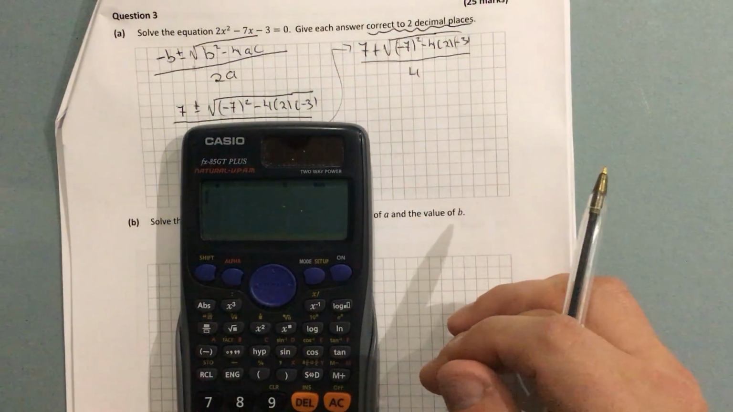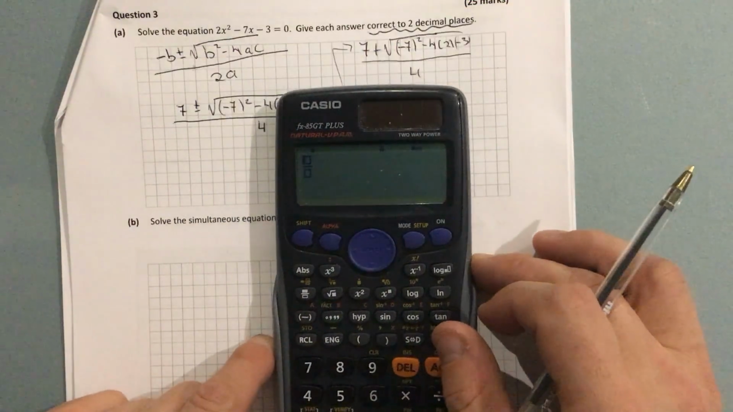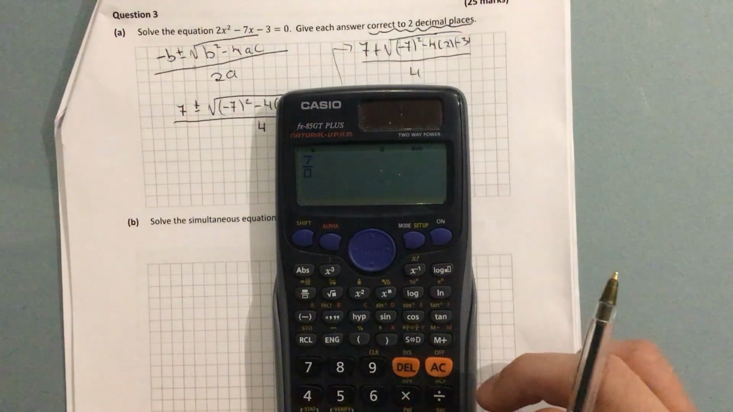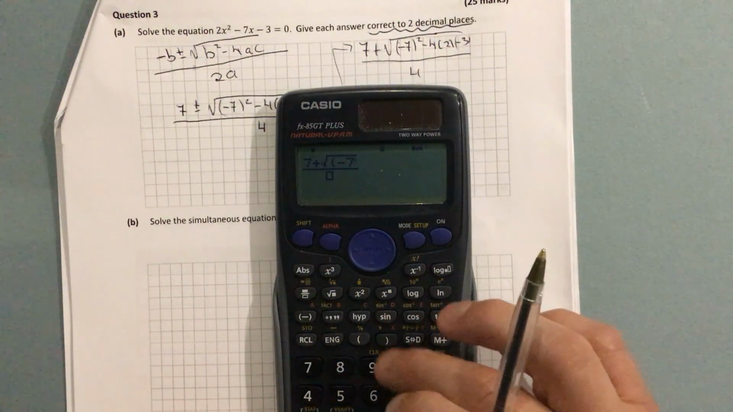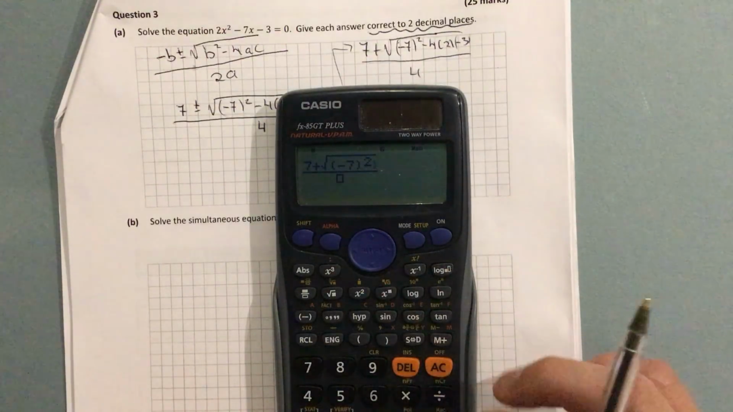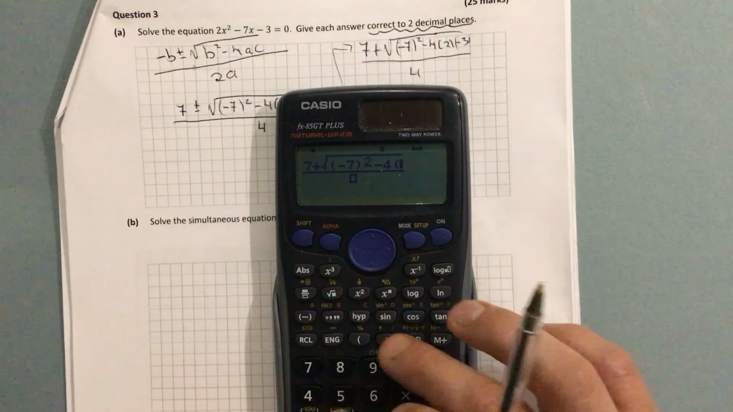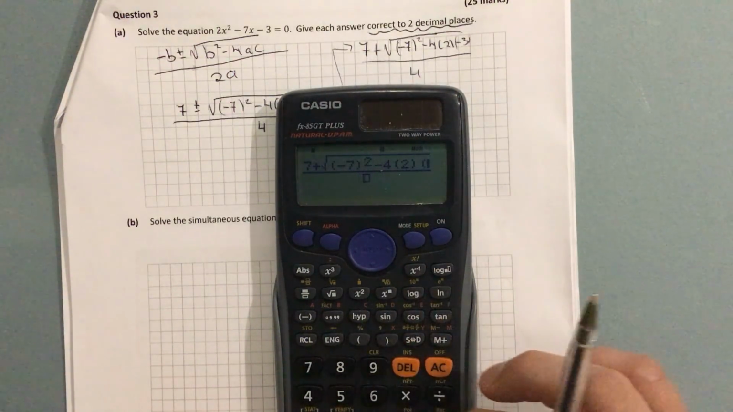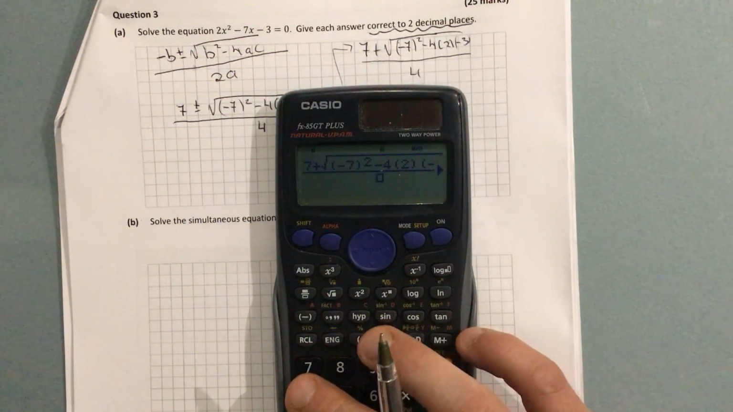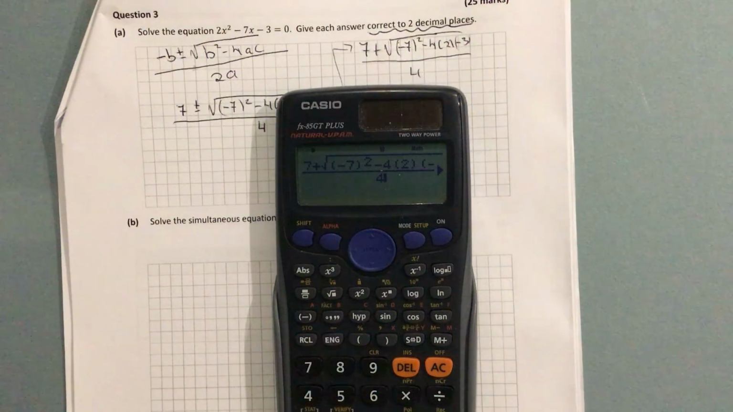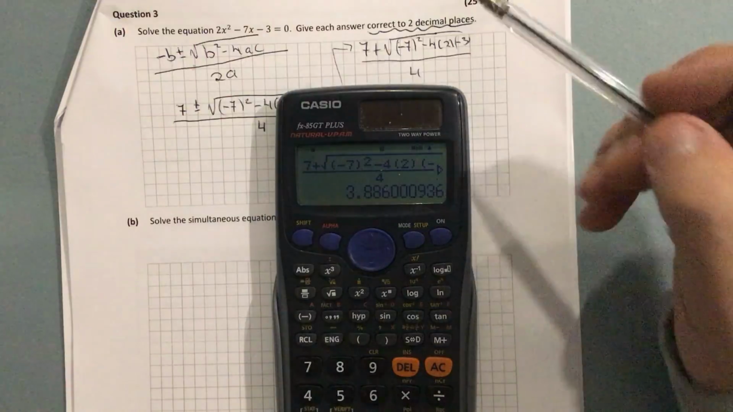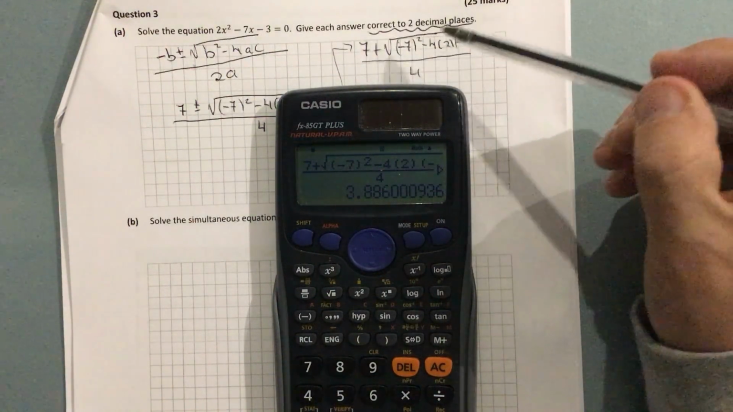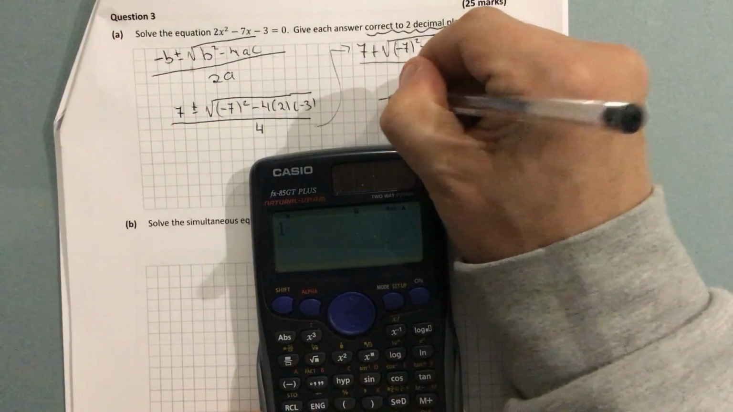Okay, so I'll just use my fraction button here, and I will have 7 plus the square root of brackets minus 7 to be squared minus 4 bracket 2 bracket minus 3, and it's all over 4. So just be careful there as well, just to ensure that you have it all over 4. Okay, so I can see here to 2 decimal places, it's equal to 3.89.